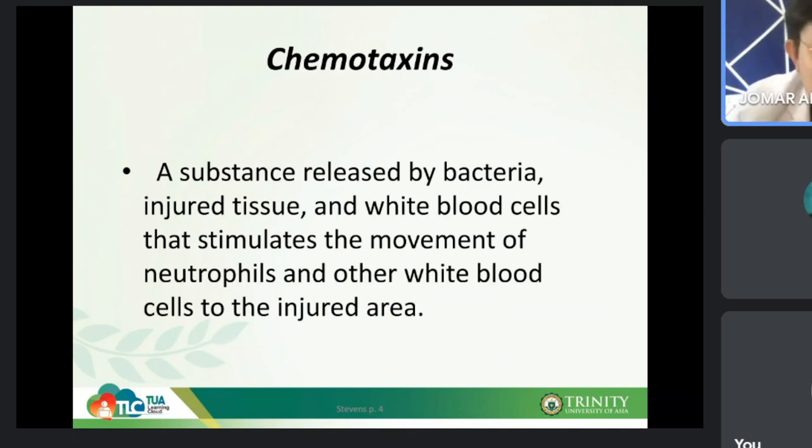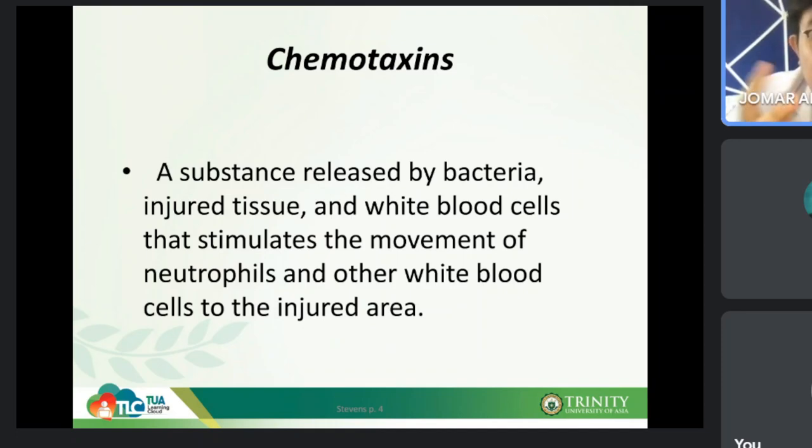Chemotaxins are simply substances that are released by bacteria or by injured tissue and also white blood cells that stimulate the movement of neutrophils and other white blood cells to the injured site. Okay, chemotaxins are like chika. Ito yung mga chika na, huy, meron daw ganito sa may patio, dun sa may quadrangle. O, di ba lahat naman ng tao pupunta doon? Okay? So, nag-migrate lahat ng tao papunta doon sa site of happening. Ganun din sa ating mga white blood cell.